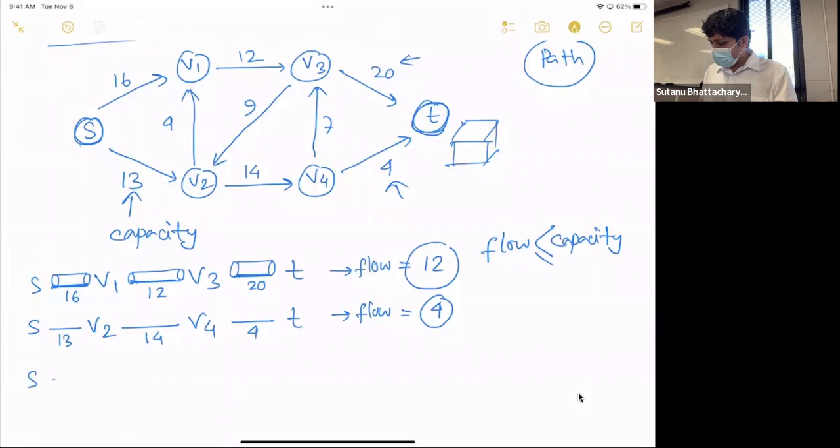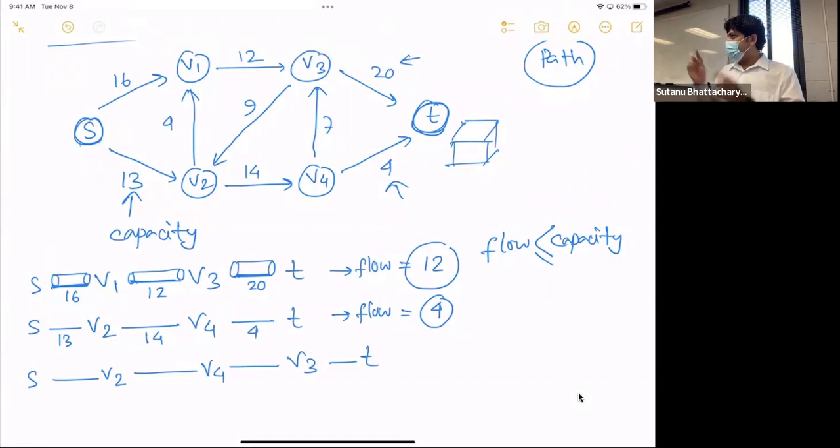So S, V2, V4, V3, T. This is also a path. Now, what would be the flow in this path? Remember, we have already used a couple of things like V3 to T. We are already using 12 gallon, already providing 12 gallon of water through that path. Also, through this edge, we are providing 4 gallon of water because of this path, right?